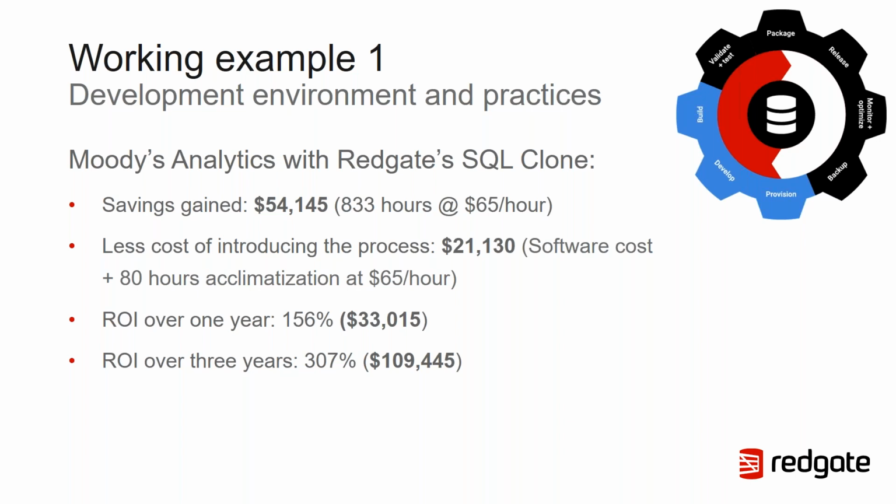So 833 hours at $65 an hour as an average comes to $54,000 and a little bit more. The cost of introducing the process, so this is the introduction of the software, the training that went on, was estimated at around about 80 hours. At that same cost of $65 an hour gives us $21,000. So over the first year, actually, the return on investment was 156%, $33,000.